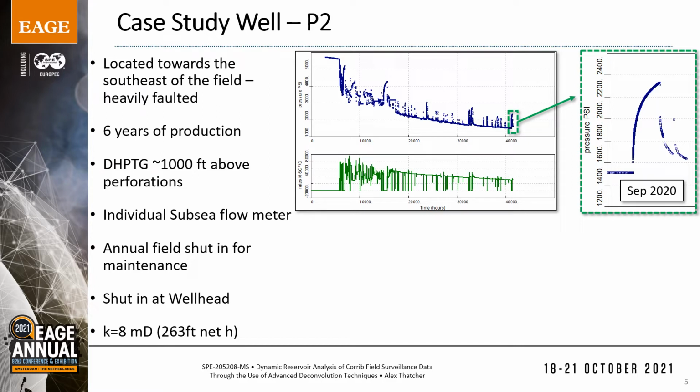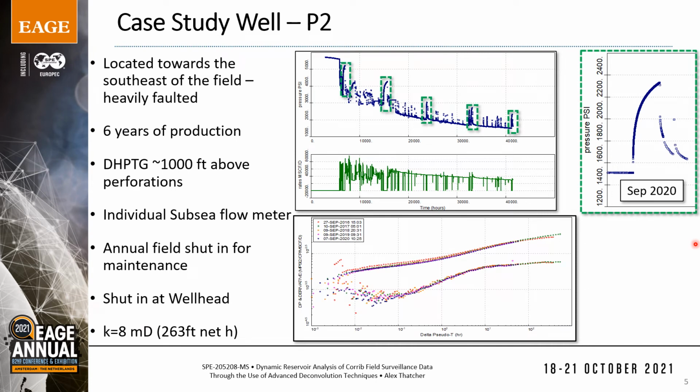If we zoom in on the September 2020 PBU, we see a steep rise in pressure behavior that never stabilizes to an average pressure. Overlaying the annual pressure buildups from 2016 to 2020 on a Bourdet derivative plot normalized by rate shows remarkable consistency between all these transient pressure behaviors throughout the years. This indicates no change in reservoir properties. This information provides an initial indication of the linearity of the system, which is a key requirement for pressure rate deconvolution.